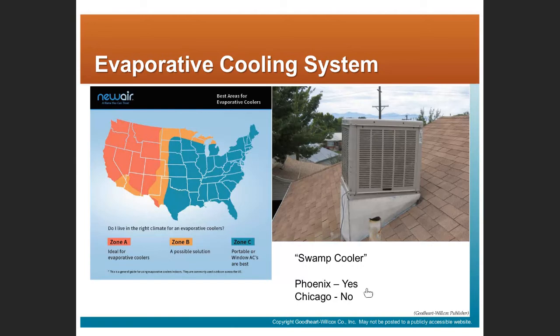Right, so if we're in Phoenix, yes, we could see a system like this, quite common. In Chicago, no. If you happen to drive around in Phoenix, you might see this square little box on lots of people's roofs that is an evaporative cooling system, sometimes called a swamp cooler, right? You're not going to see swamp coolers around here. But if you're in Phoenix or Tucson or someplace like that, they would be quite common.